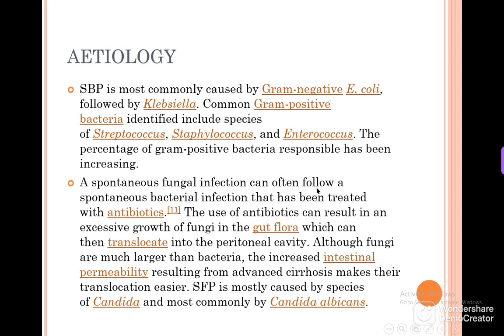A spontaneous fungal infection can often follow spontaneous bacterial peritonitis treated with antibiotics. When you give the antibiotics, a fungal infection like candida can occur. The use of antibiotics can result in an excessive growth of fungi in the gut flora, which can then invade or translocate into the peritoneal cavity. Although fungi are much larger than bacteria, the increased intestinal permeability resulting from advanced cirrhosis makes their translocation easier. Movement from the intravascular space to the peritoneal cavity is easy. Candida albicans is the commonest species involved, specifically in those who are diabetic, or who are taking steroids or chemotherapy, or in cases of HIV infection.